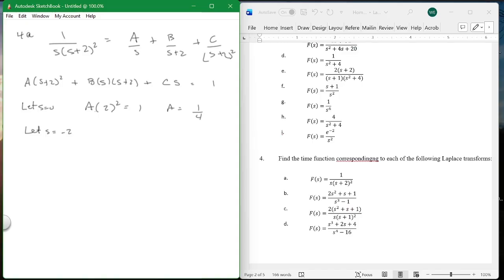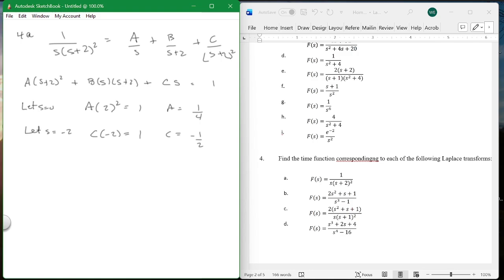All right, let's get the C term. Let s equal minus 2. 1 is equal to what? This term drops out, this term drops out. C times minus 2 is equal to 1. C is equal to what? Minus 1/2. You're good. But the B term is a problem. So the B term becomes an issue.